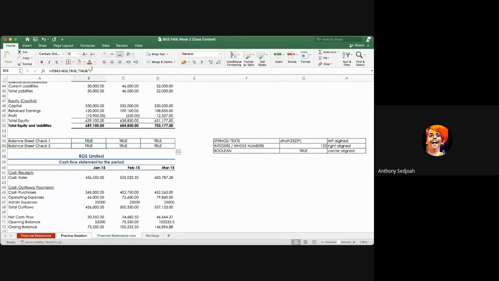Now let me show you another difference. Let's say if the value is true, I want it to show three zeros like this, 1, 2, 3.